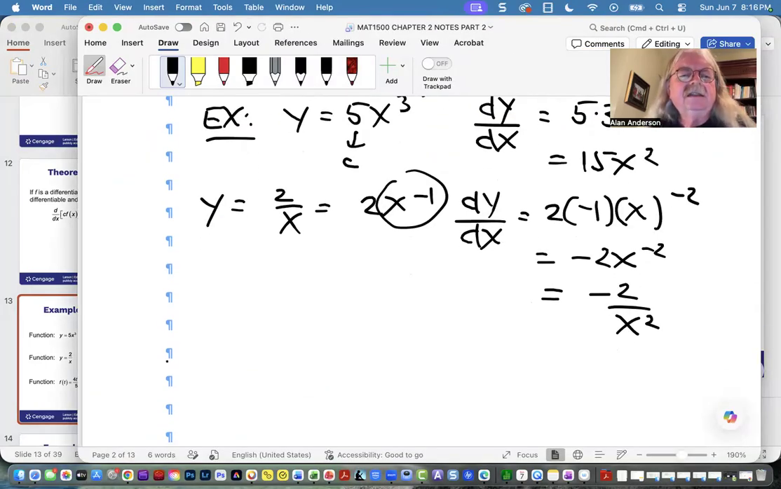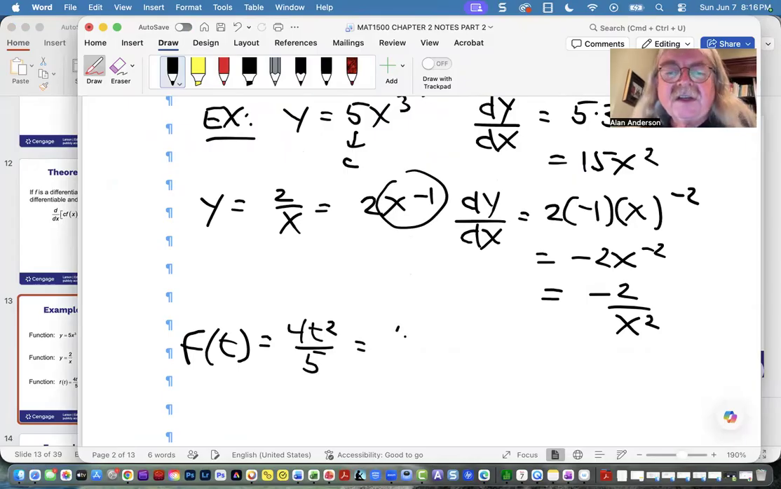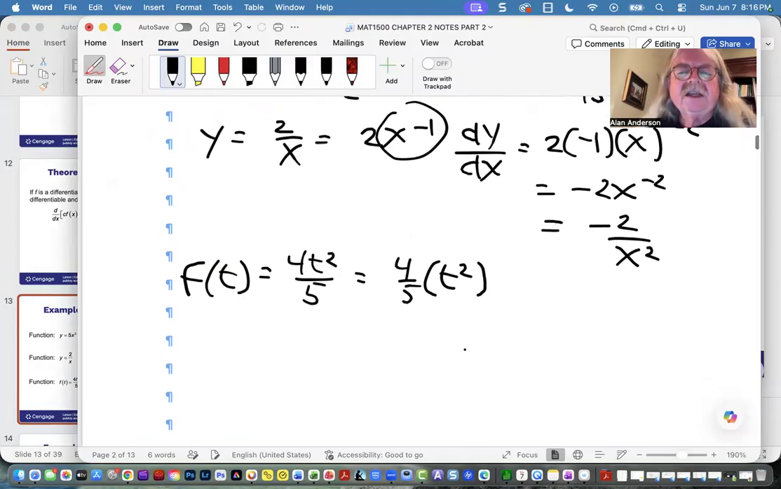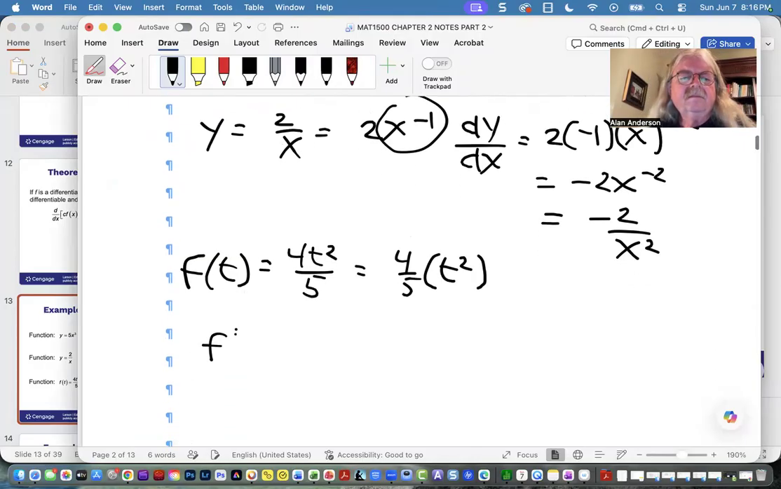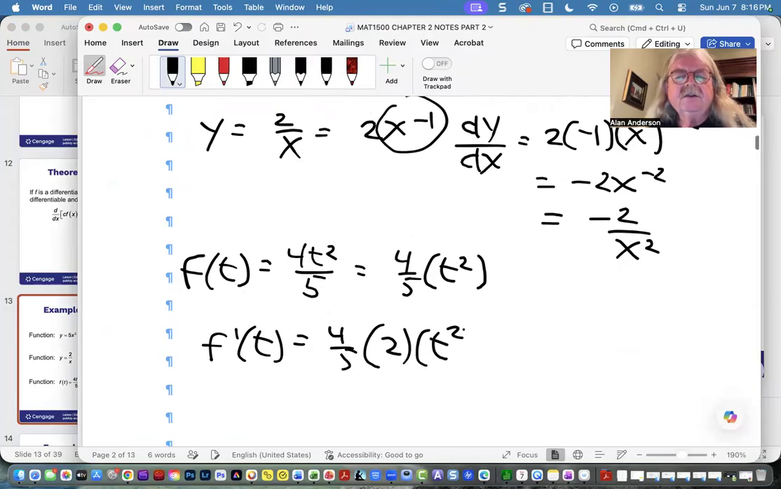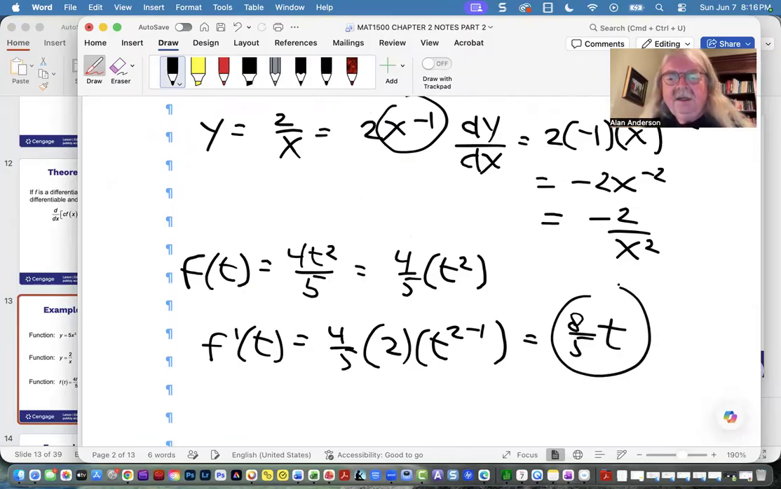F of t is 4t squared over 5. And the 4/5 is the constant. You might want to rewrite it like this. So when you differentiate it, you'll have 4/5, 2t to the 2 minus 1 power, which is 8/5 times t to the first power, which is just t.